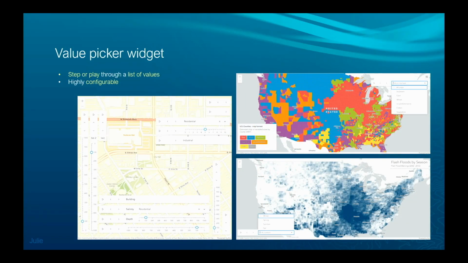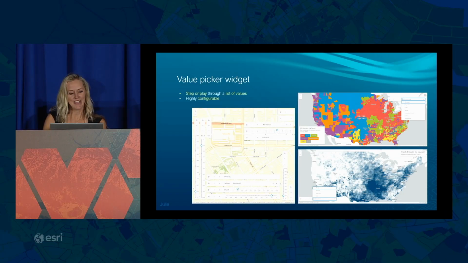The value picker widget is small but mighty. If you look at this crazy app on the left, we would never build anything like this to actually be used, but it's showing every flavor or configuration you could do with the value picker widget. So the idea of this is to allow you to easily step or play through a list of values. And it's very configurable, whether you want it vertical or horizontal. Do you want it to be a drop down? Do you want a slider? There are all these different flavors of it, and you can just configure it to build into your experience.